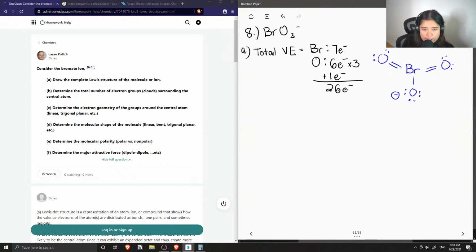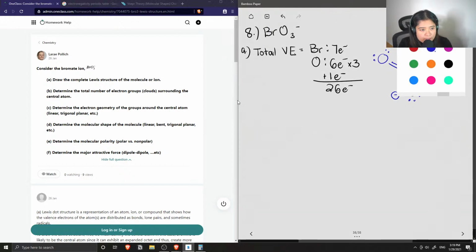So let's count how many electrons I've drawn so far. Each bond contains 2 electrons, so we have 10 bonding electrons, and then I'll count all the electrons in the lone pairs. We only have 24 out of the 26 for this ion, so for the remaining 2 electrons, I'm going to place them as a lone pair on our bromine. Okay, so this is the Lewis structure of bromate.